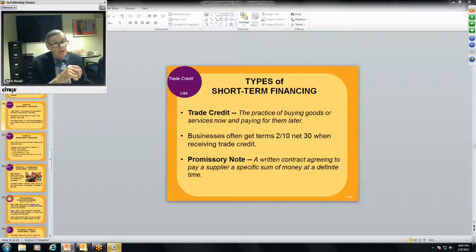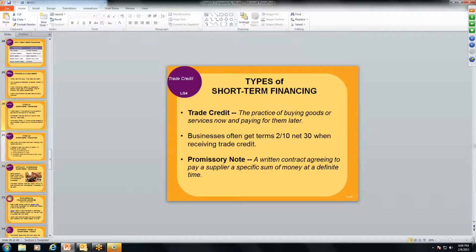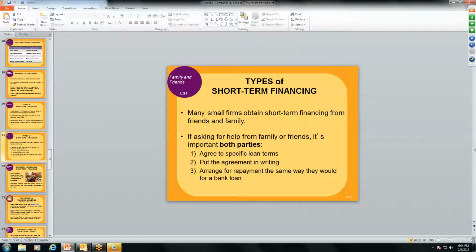And a promissory note, that's just a contract that you have with someone. Usually it's with a bank, that you intend to pay back in X number of days. Again, short term, probably 270 days or less. That's 9 months roughly. The face value plus some kind of interest. And these are ways to get short-term financing.